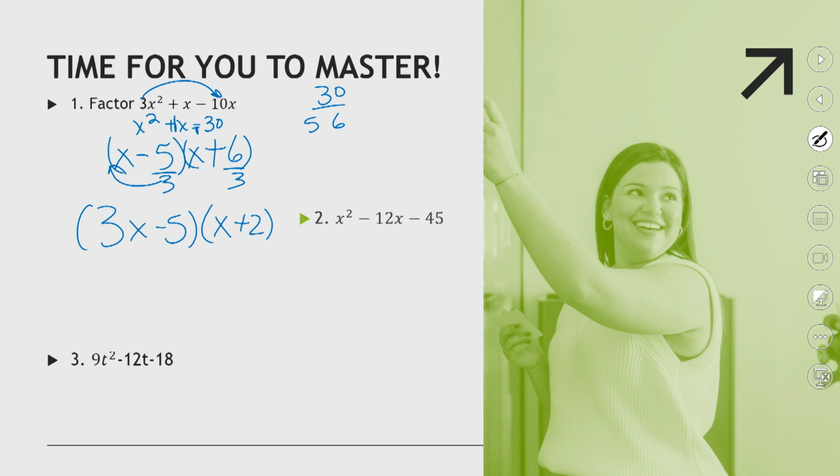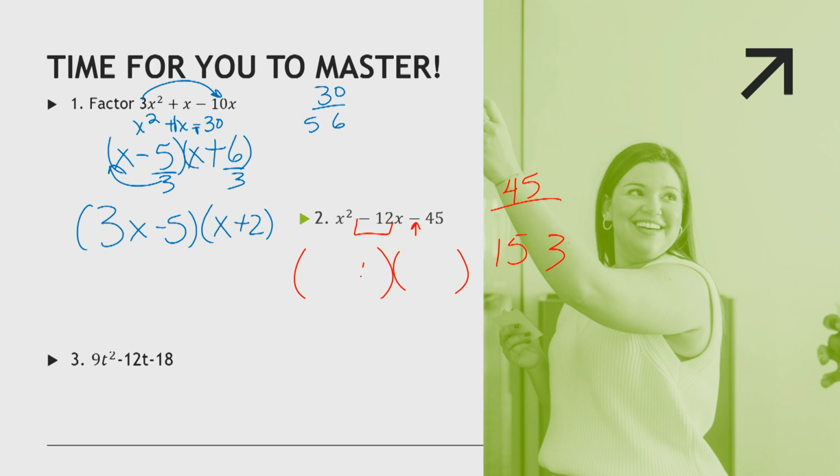Let's look at number 2. My a equals 1. I do not have a greatest common factor, so I'm just going to factor as normal, finding the factors of 45 that will subtract to get me a negative 12. So when I do that, what do I get? I get 15 and 3. So let's go ahead and build those two binomials.